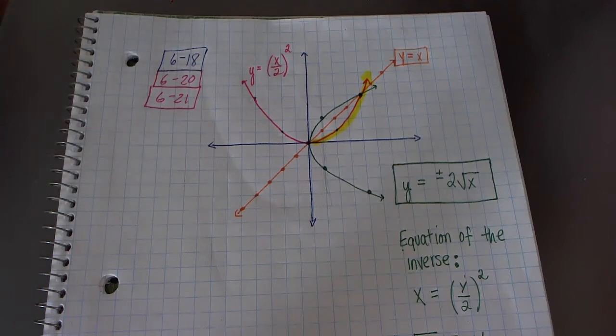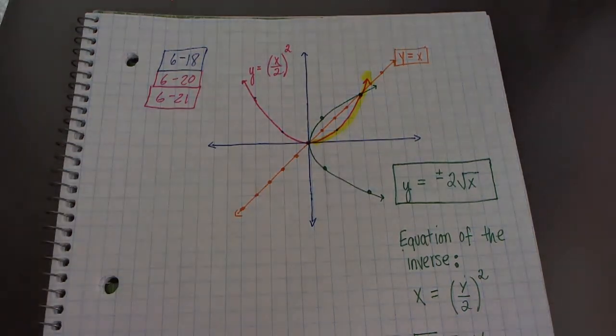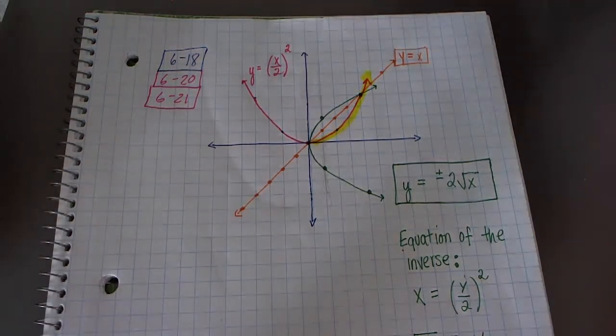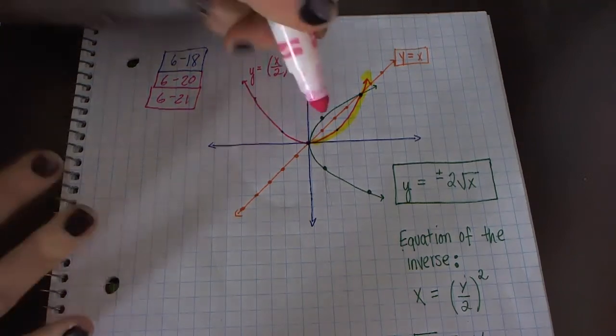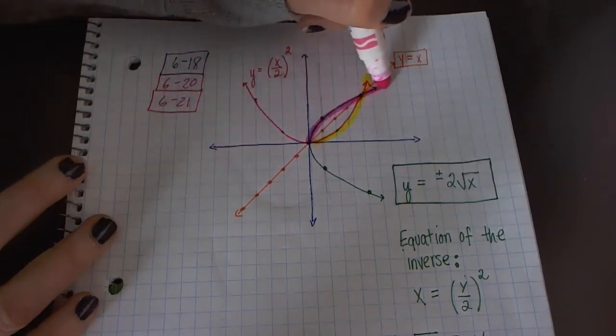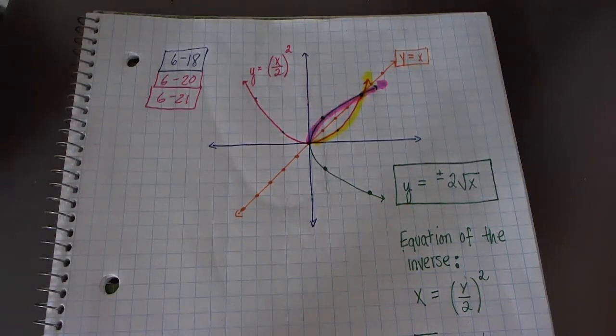It says then use another color to trace the inverse of only this part. So the part that I just traced, I only want to trace over the part of the inverse that would be the inverse of this yellow piece. So that would just be this top half up here.